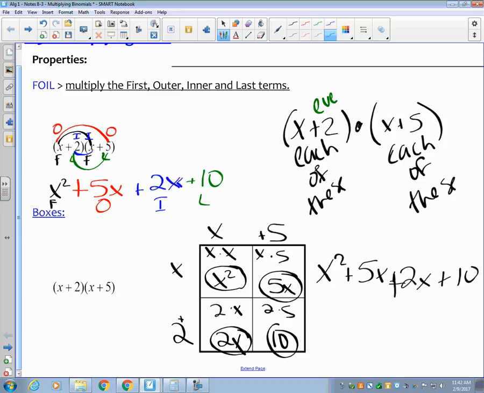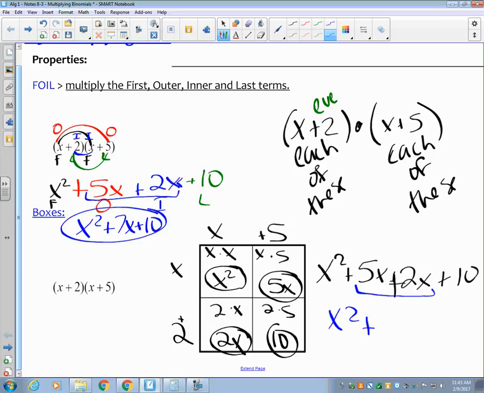So for this top one, we can say 5x plus 2x is 7x. And we get the same thing when we do it here. x squared plus 7x plus 10.